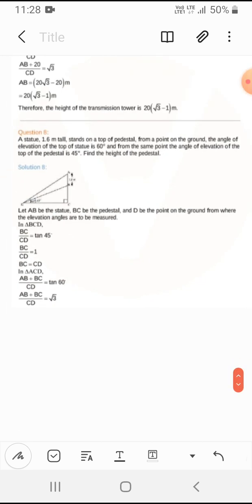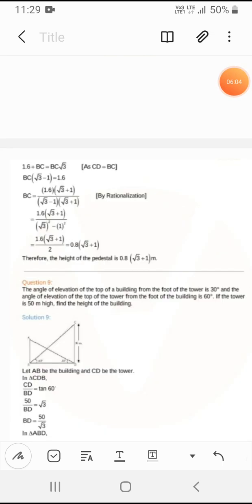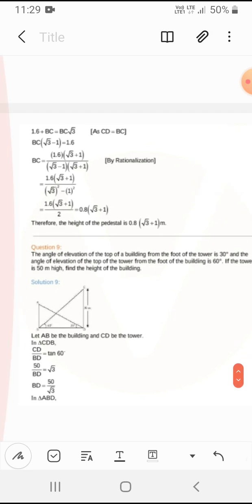And this is also the same, only they have given that 1.6 meters is the height of the person, and 60 and 45 are the angles of elevation. So we have to find it. Tan 45 is equal to 1. So AB plus BC, and tan 60 is equal to root 3. They have given only 1.6 meters. So 1.6 plus BC is equal to BC root 3, so root 3 minus 1 is equal to 1.6 we get. So like that, when we solve this and divide it by 2, we get the answer as 0.8 root 3 plus 1.